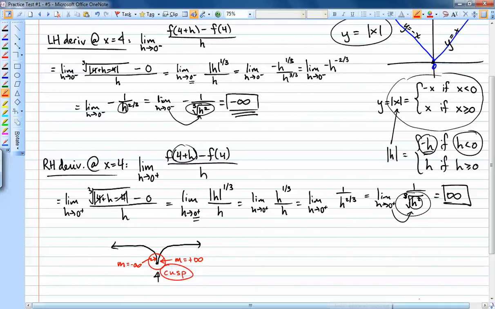Hope that helps. Now, most of the problems we've done in class, where I ask you to examine the two-sided derivative and the two one-sided derivatives, we're able to use shortcut rules. Again, this was probably the hardest problem that I've come across on past tests, just so you know.